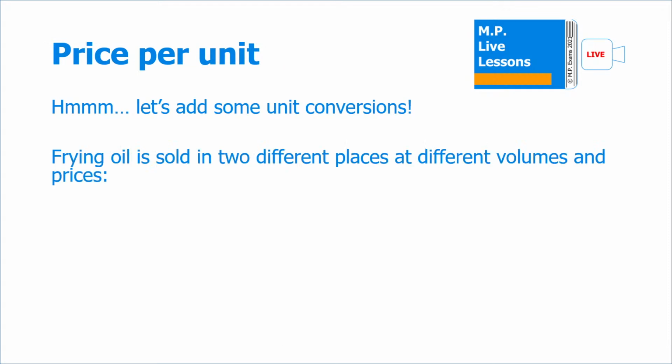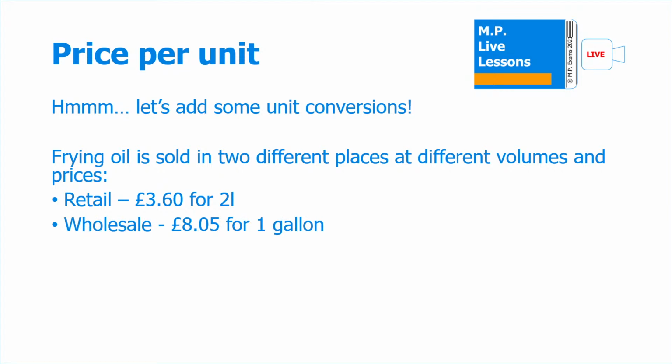Foundation tier might ask you to do some unit conversions. For example, frying oil is sold in 2 different places, which is ironically, at the time of recording, in shortage, at different volumes and different prices. So let's say retail, it's £3.60 for 2 litres, which is a typical price actually. And let's say at wholesale they sell bigger containers, £8.05 for a gallon. And let's say we use the approximation that 1 gallon is about 4.54 litres.